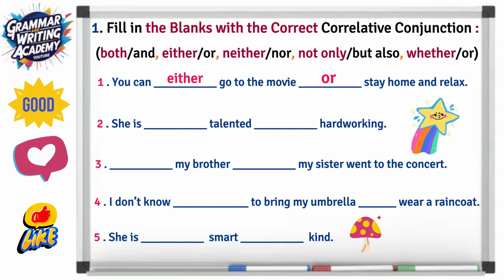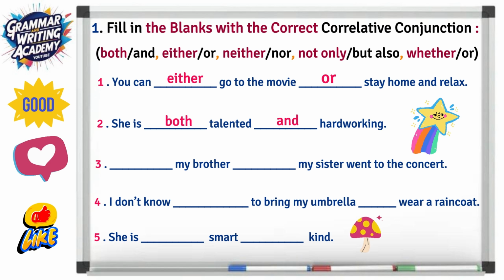Question 2. The answer is both... and. She is both talented and hardworking. Both... and is used to show that 2 qualities are true at the same time. She is talented and hardworking together.